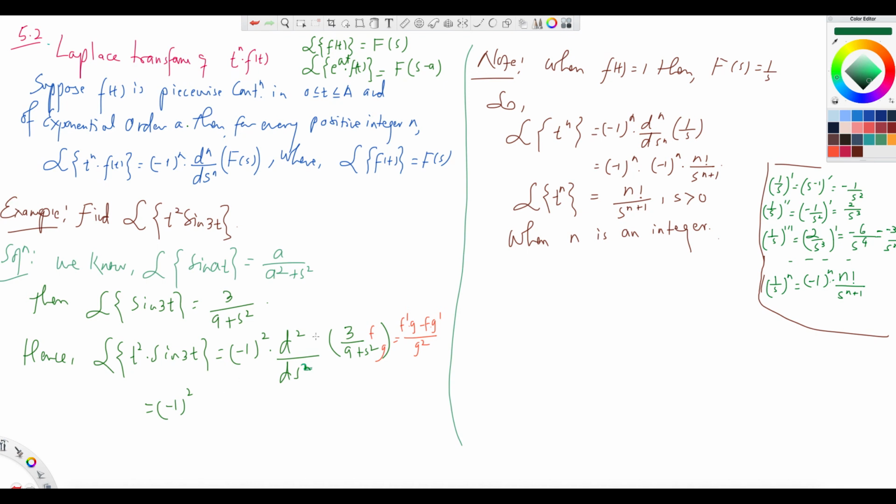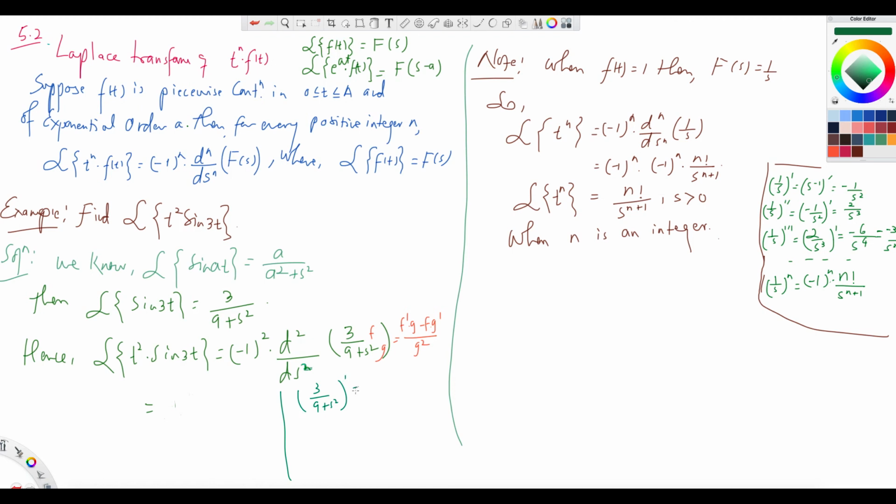So what you do is basically (-1) to the square, and you don't have to write (-1) to the square. So how much is that? (-1) squared is +1. You don't have to write that. So you need to find the derivative twice, right? Let us see what is the derivative of 3 over 9 plus s squared.